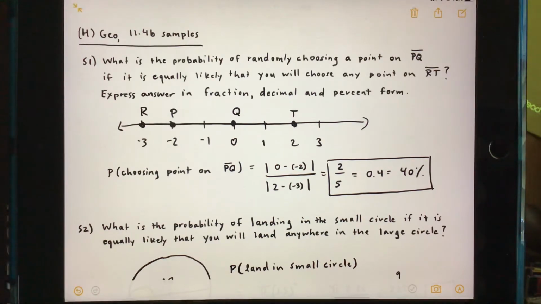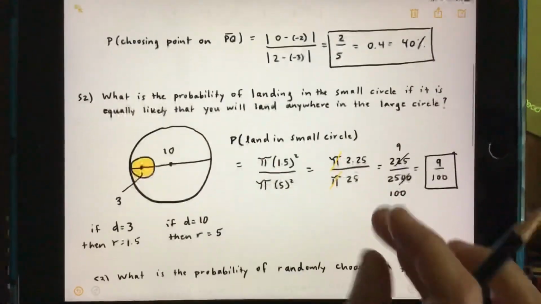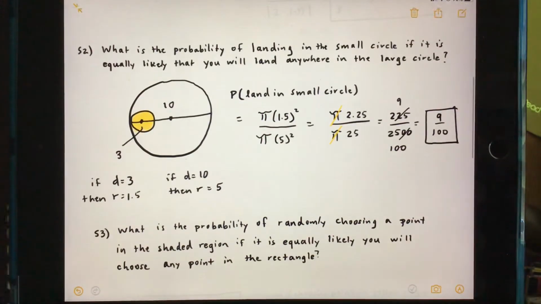2/5 is the same thing as 4/10, and we can write 4/10 as 0.4. And 4/10 is the same thing as 40 over 100, so that gives us 40%. Is another way to express our chances of landing where we want. All right, now we'll move into problems where we have areas that we want to choose or land in, and what are the chances of us actually landing in those areas.